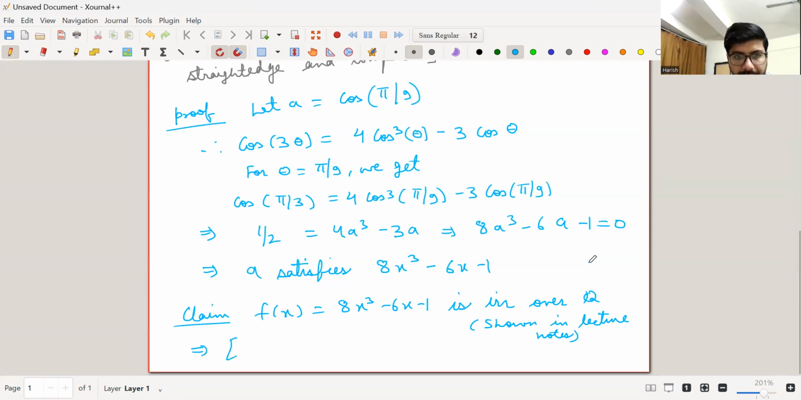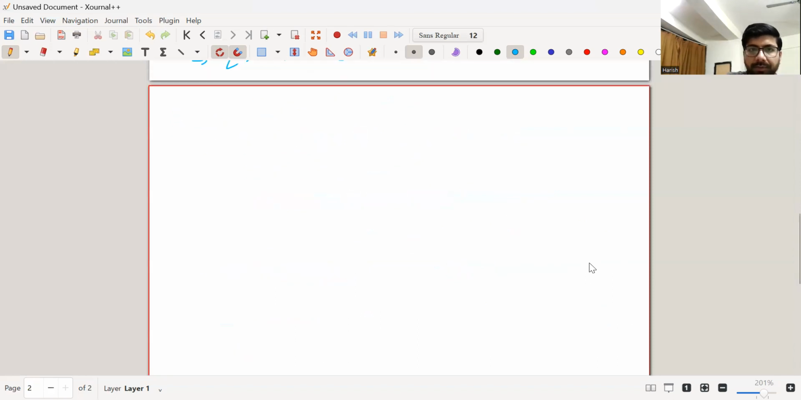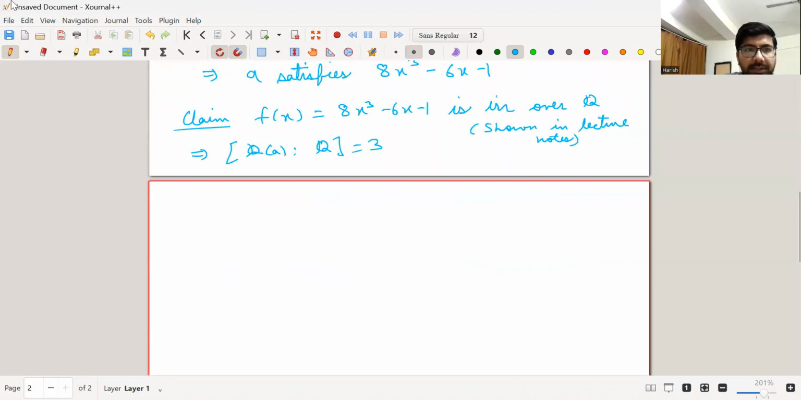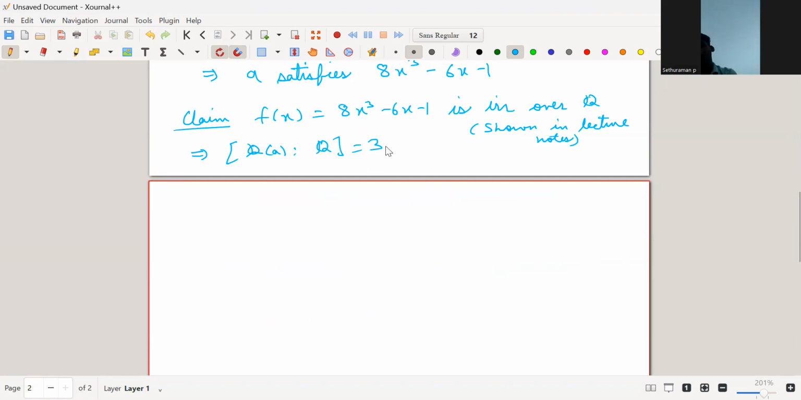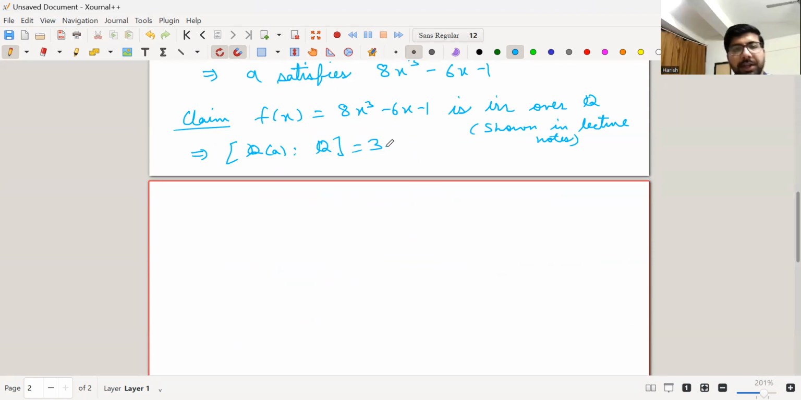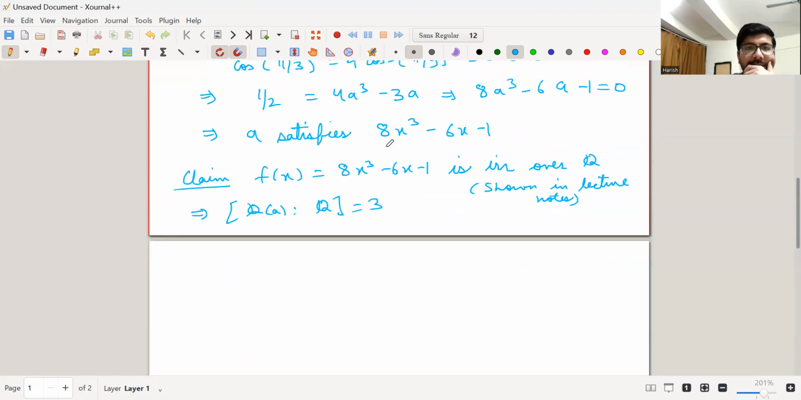So that means, sorry, the field Q(a) over Q has degree 3, right? Because it is going to be the minimal polynomial satisfied by this, and thus the degree of the extension should be equal to 3. And this contradicts the fact that a is constructible.